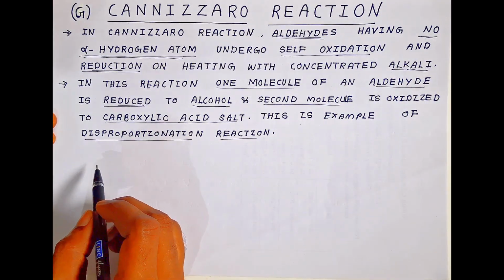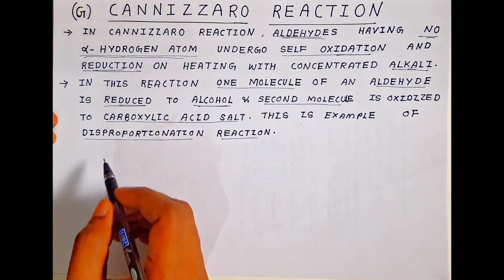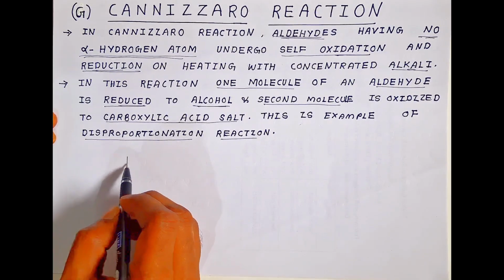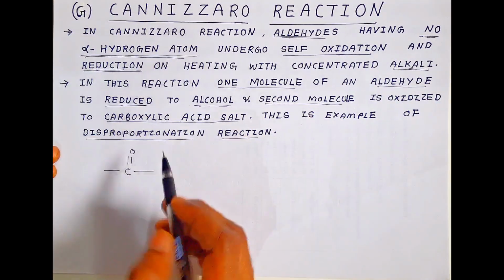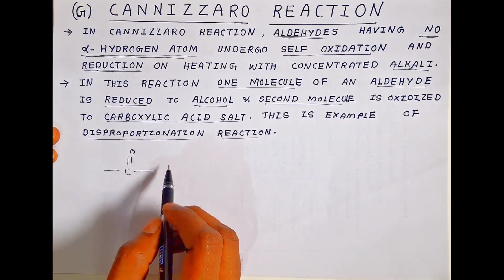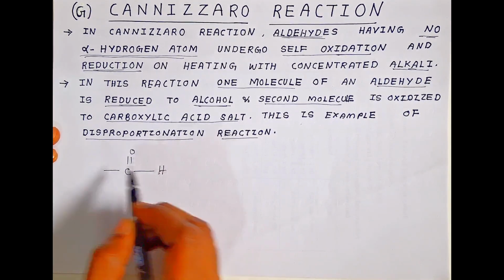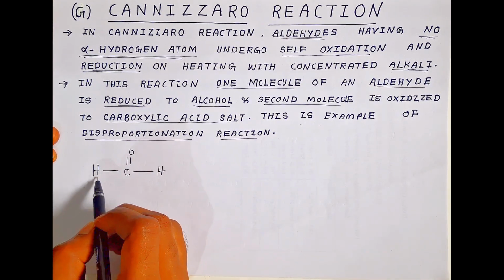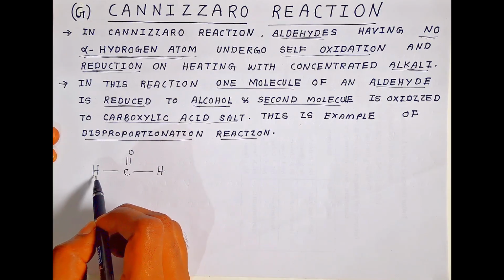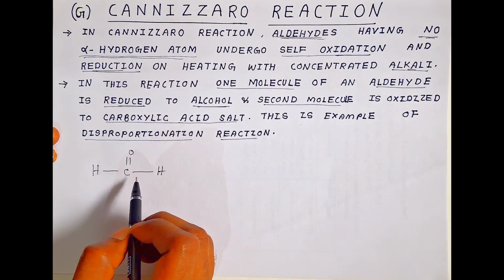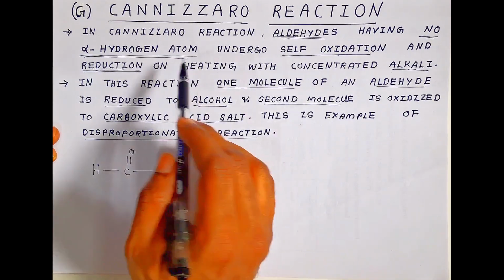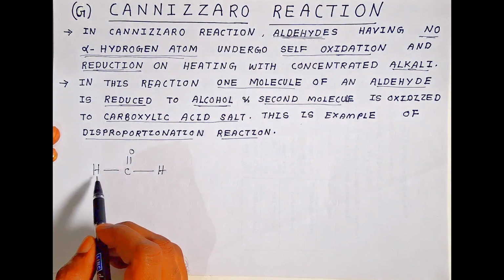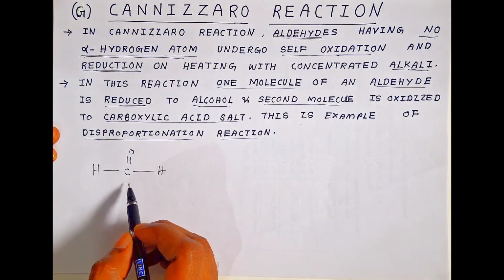Here the example, students, is only formaldehyde, which you have to take. So this is the carbonyl, students. Since it has no alpha hydrogen, both the valencies are occupied with hydrogen. If there were a carbon, only then could you say this is an alpha hydrogen. Carbon is not there, so we call this the no alpha hydrogen type of aldehyde. This Cannizzaro reaction is only for aldehydes having no alpha hydrogen, that is, formaldehyde.